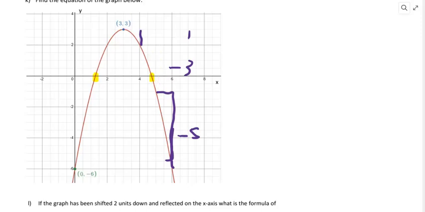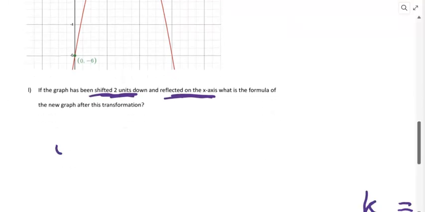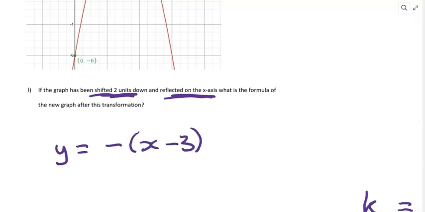All right, now the last part of the question is the harder bit where we look at our transformations. If the graph has been shifted 2 units down and reflected in the x-axis, what's the formula of the new graph after this transformation? So let's do it in steps. We're starting out with y is equal to negative (x minus 3) squared plus 3. So that was the equation we found up above.